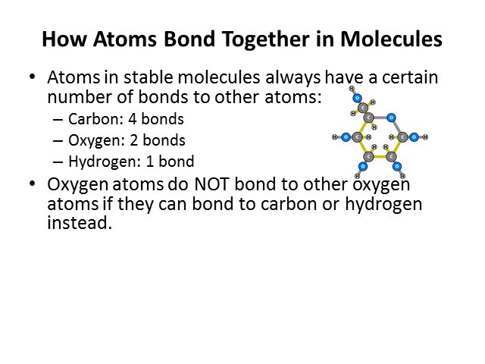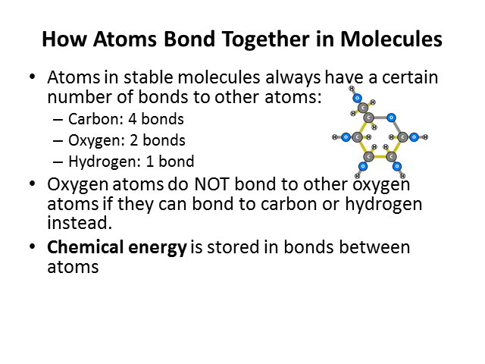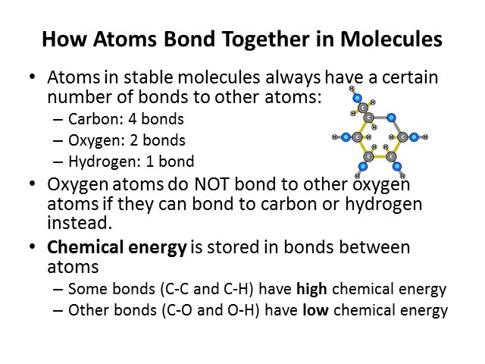And remember those high energy bonds. The bonds between two carbons or a carbon and a hydrogen, those have high chemical energy. Other bonds have low chemical energy, like carbon-oxygen and oxygen-hydrogen bonds. So we're going to be focusing on those high energy ones instead, the carbon-carbon and carbon-hydrogen bonds, and represent them with a bright yellow line between them.